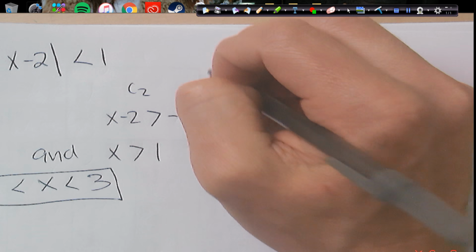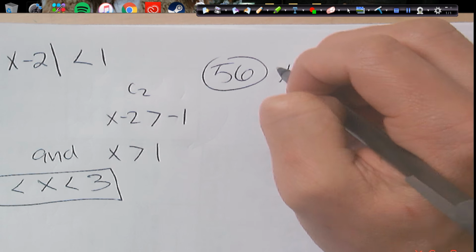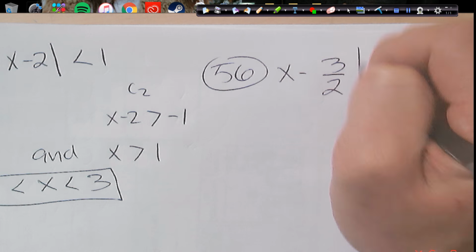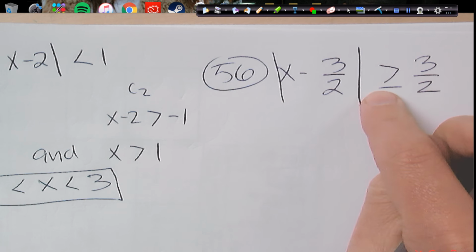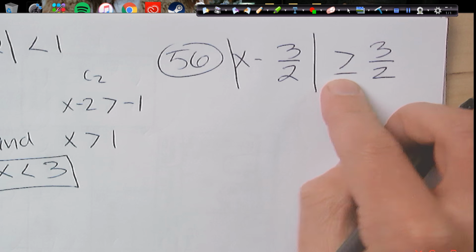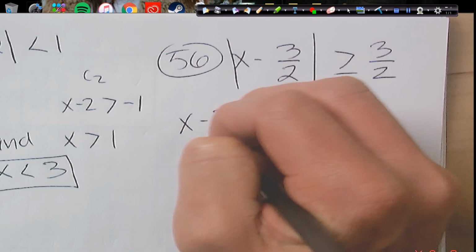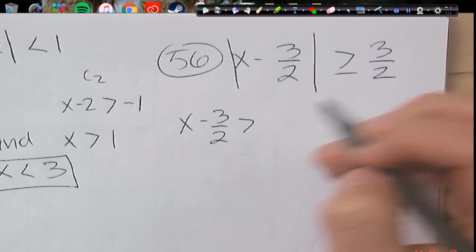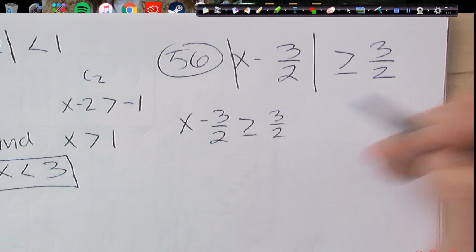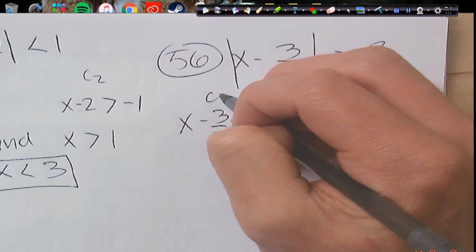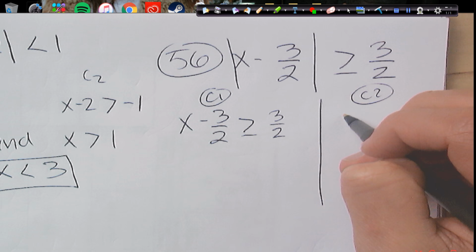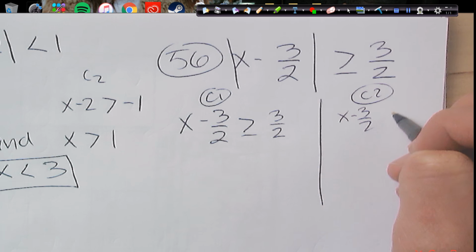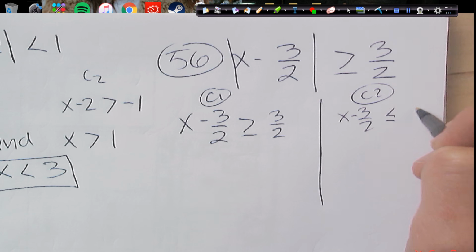And 56, the absolute value of x minus 3 over 2 is greater than 3 over 2. This is a great OR problem. So we do x minus 3 over 2 is greater than 3 over 2. That's our case 1. And case 2 is x minus 3 over 2 is less than or equal to a negative 3 over 2.